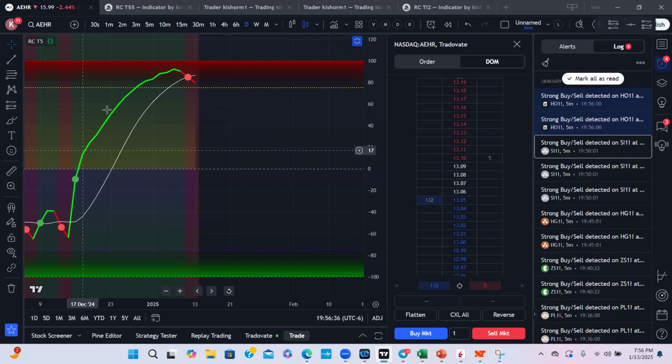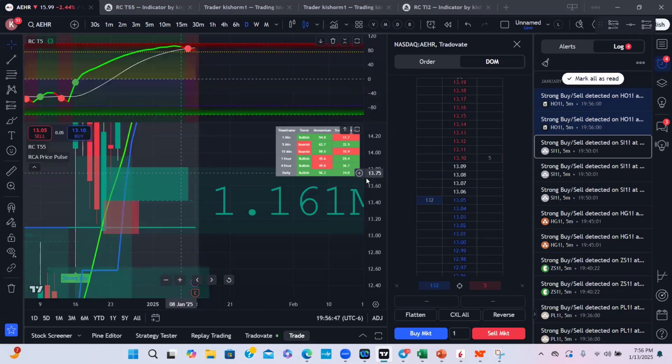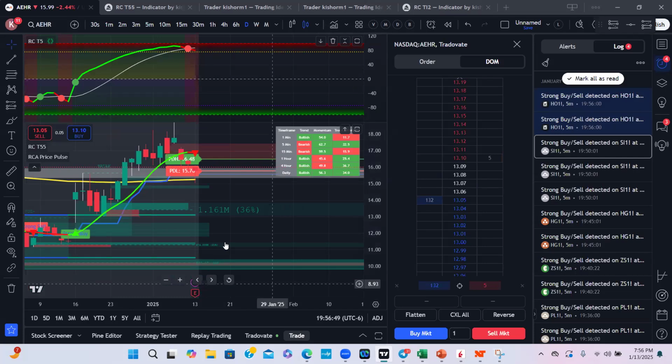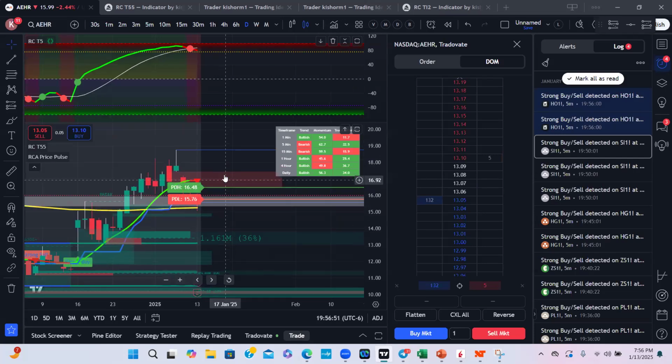and then you see sellers started taking control. If you see green, that means buyers are in control. If you see red, sellers are in control. So today, before earnings, it was like this. So after earnings, you can also see red boxes here.